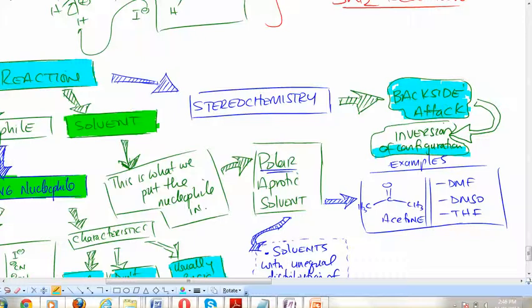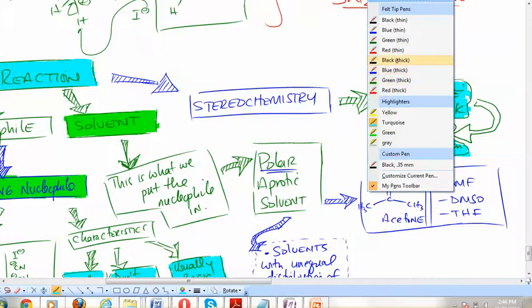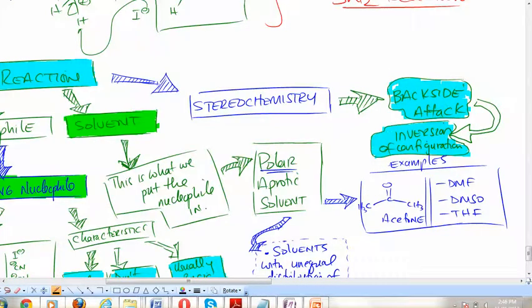Alright. Now notice that inversion of configuration is not the same thing as inversion of stereochemistry. Inversion of configuration just means that the orientation of it would change. Right? Inversion of configuration.